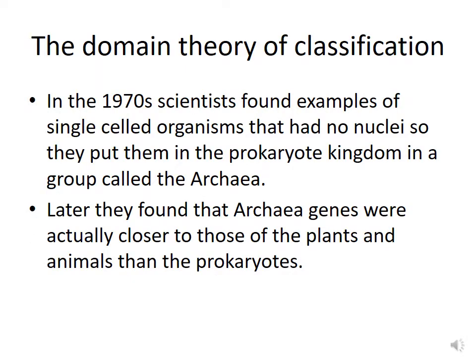Now we're going to talk about the domain theory of classification. In the 1970s, scientists found examples of single-celled organisms that had no nuclei, so they put them in the prokaryote kingdom in a group called the Archaea. Later, they found that the Archaea genes were actually closer to those of the plants and animals than the prokaryotes.